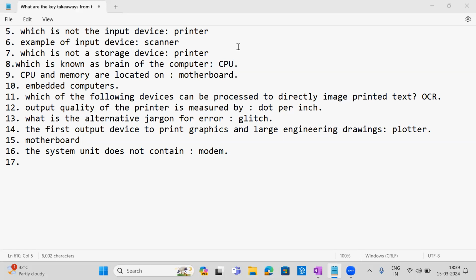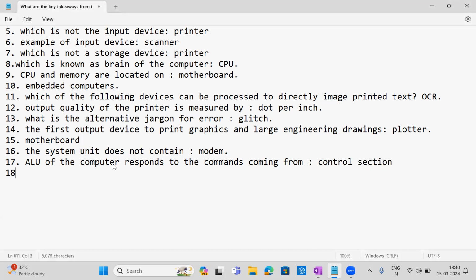The ALU of a computer responds to the commands coming from. So the ALU of the computer responds to the commands coming from primary memories, control section, external memory, cache memory. Control section.